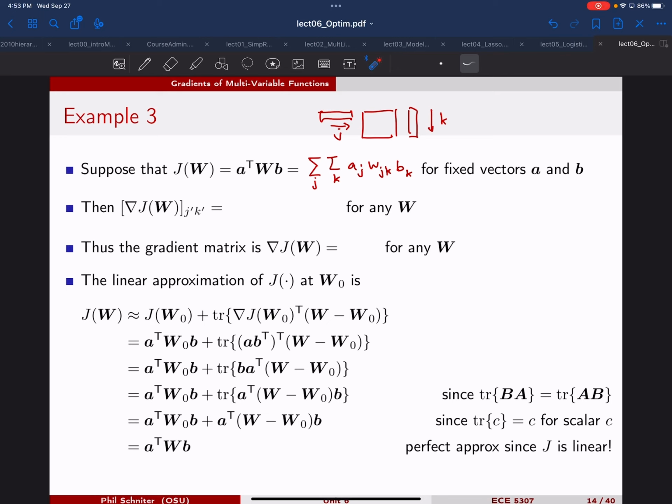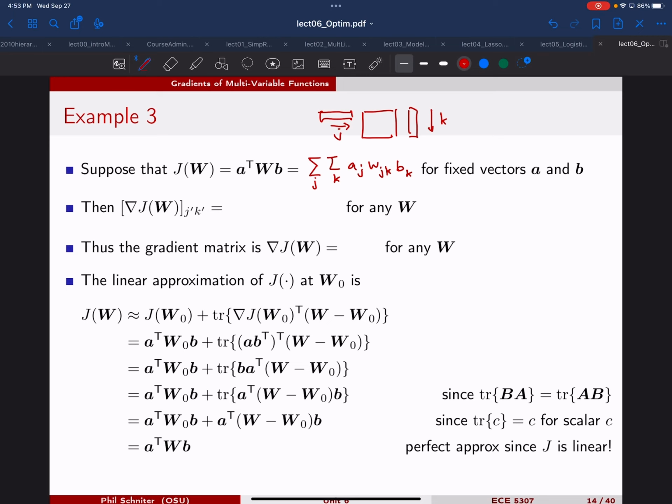Let's see, what about Sajjad Akirati? Sajjad here? No? What about Dominic Alexander? No? What about Anshul Amin? Okay, so Anshul, what do you think? How can I write this in terms of these elements? So for that specific J prime, K prime.